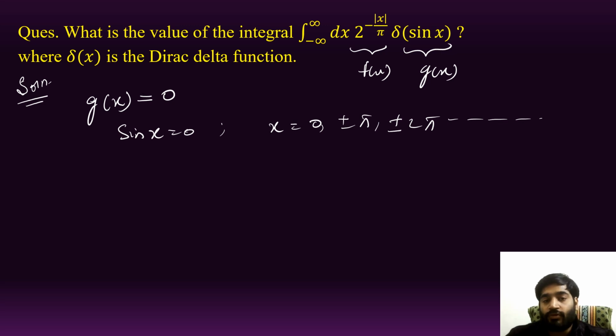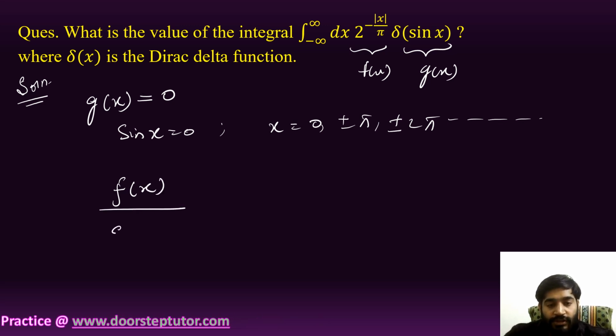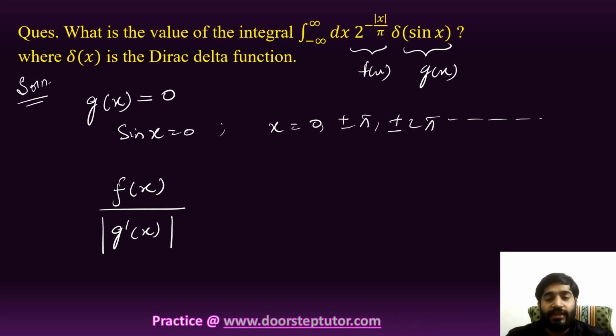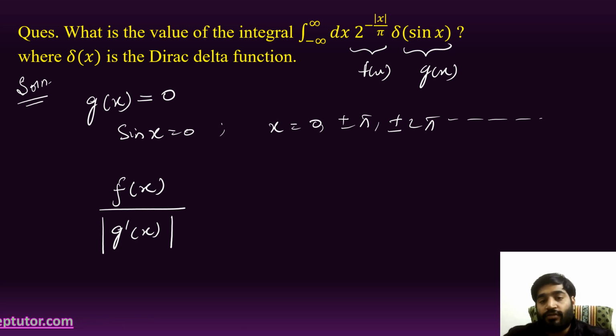Now the problem arises of how to find the integral. For this there is a simple trick: to solve such integrals, the result is f of x over the modulus of g dash of x at each root. Now you see the roots are 0, plus minus pi, plus minus 2 pi. Are all these values of x lying inside the limit of the integral? Yes, it's from minus infinity to infinity, so it includes all numbers, whether positive or negative doesn't matter. So all the roots of x are inside the limit of the given integral.